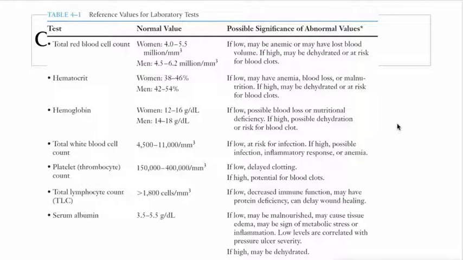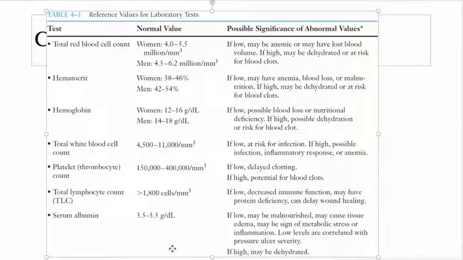We should get lab values. This is going to help. Total blood count, hematocrit, hemoglobin, total white blood cell count, platelet, lymphocytes, serum albumin. These are all very important for wound healing. So looking closely at these is very important. And each of these, if they're either low or high, especially if they're low, can let you know if there's a problem. A few of these, we want to look at if they're high.